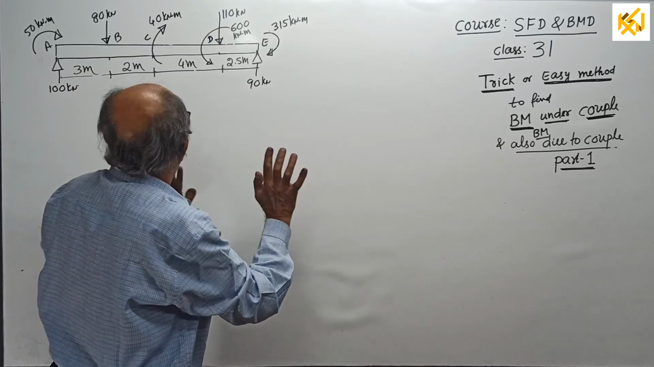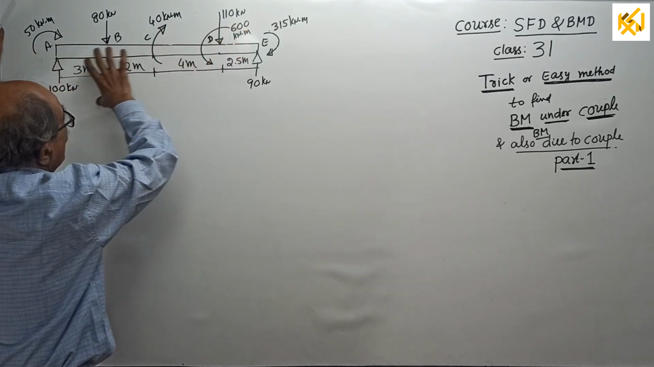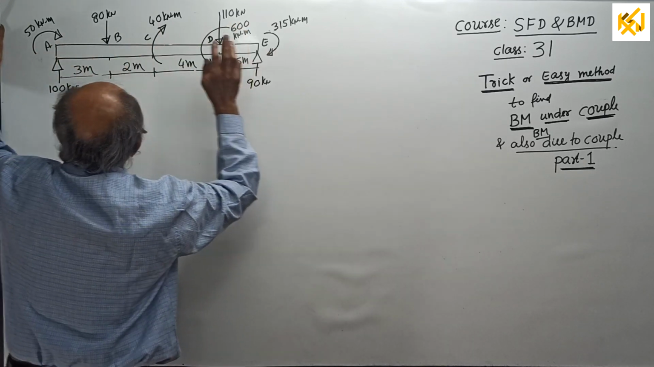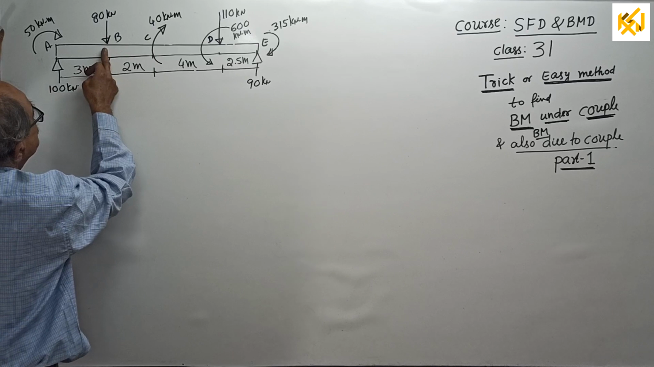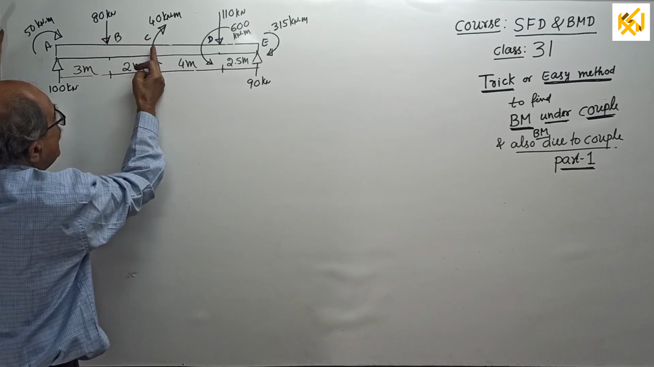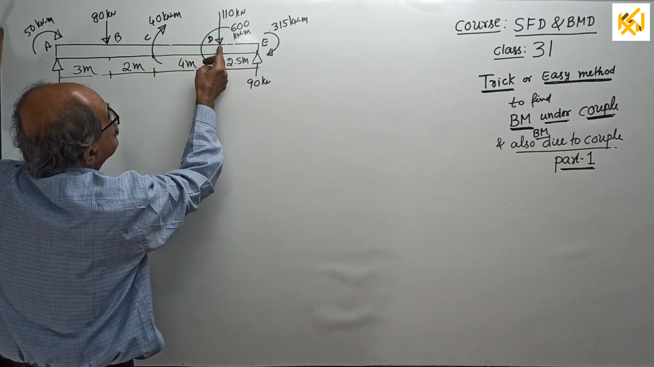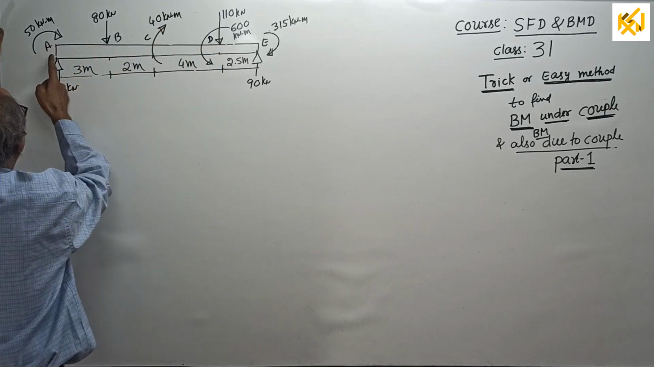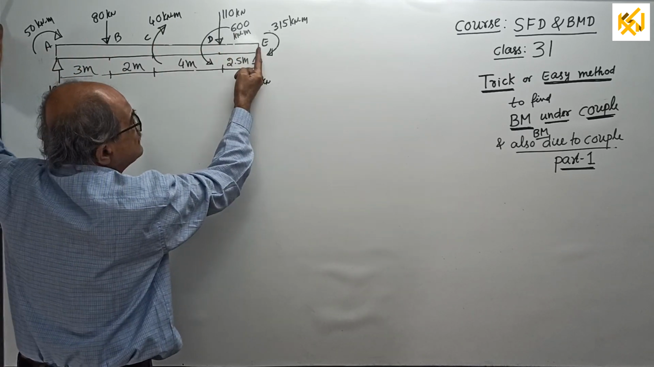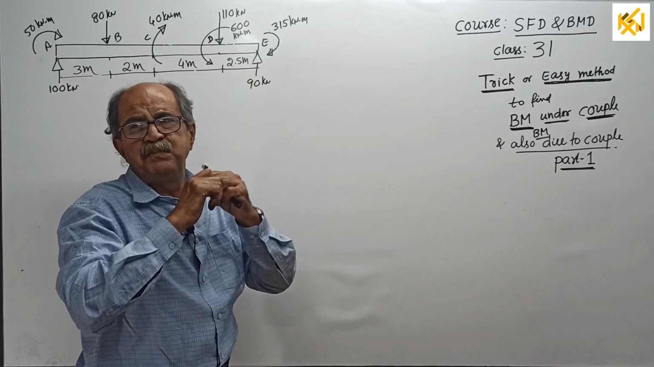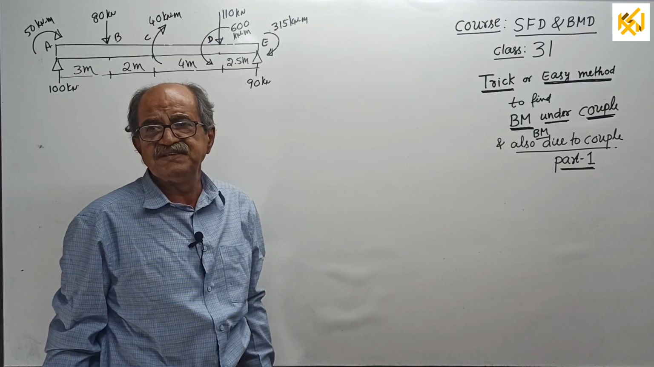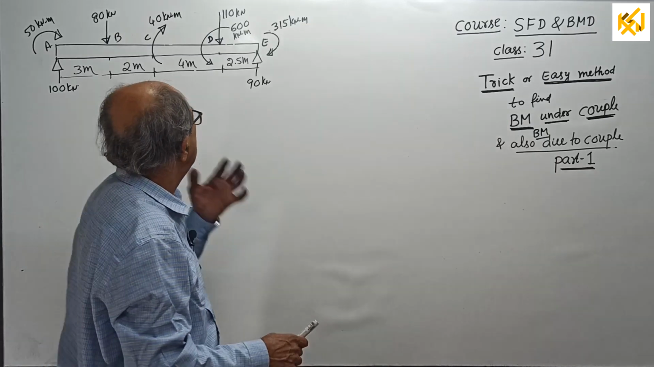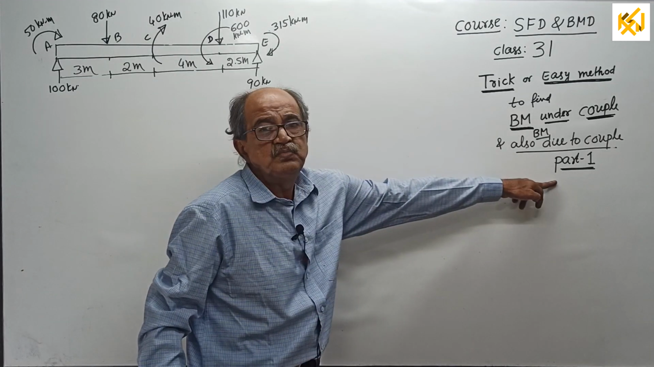After the trick is told, I will put the beam in one more sketch here neatly and find the double shear force here, two times shear force and two times BM here, and two times shear force and two times BM here, and only once SF and BM here, once SF and BM here, and make it completely clear for those who are serious and dedicated. But that will come in part 2.